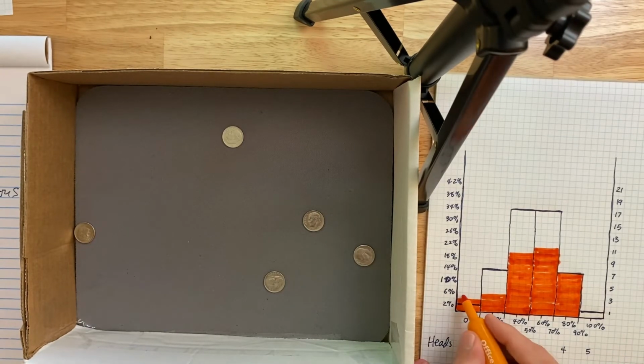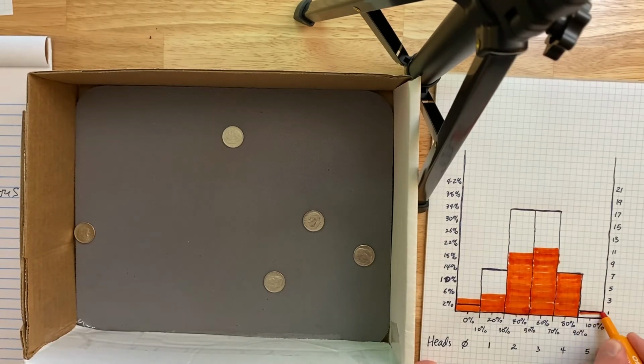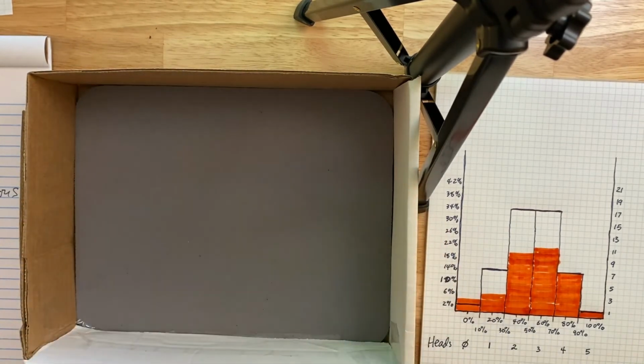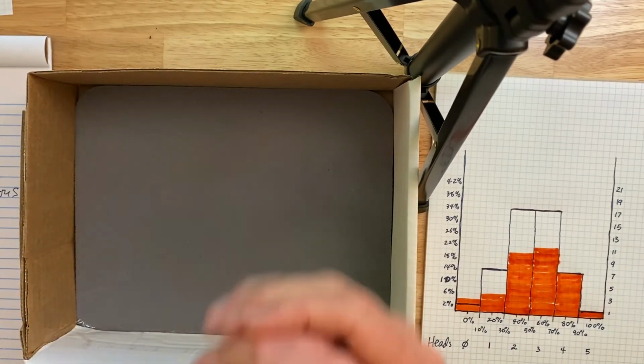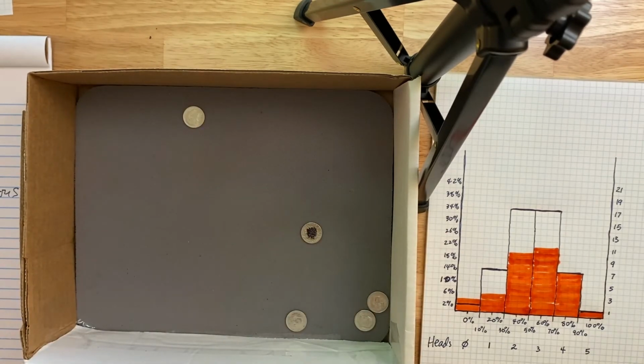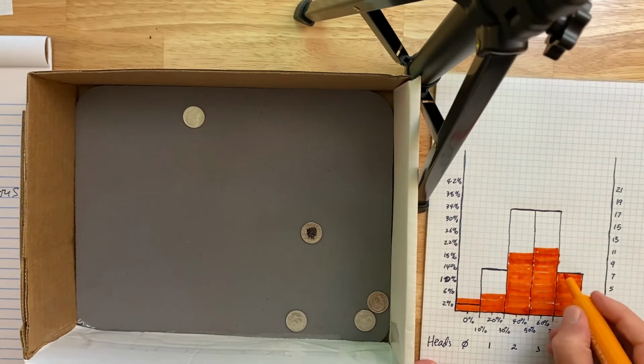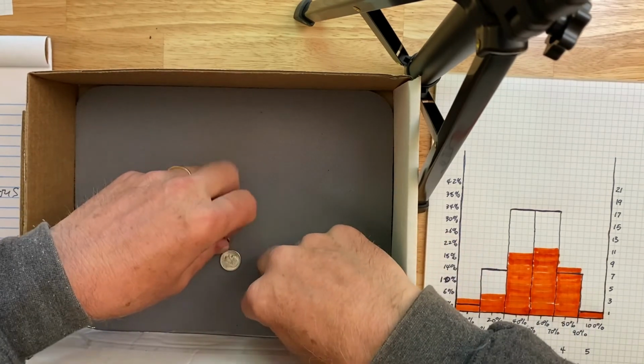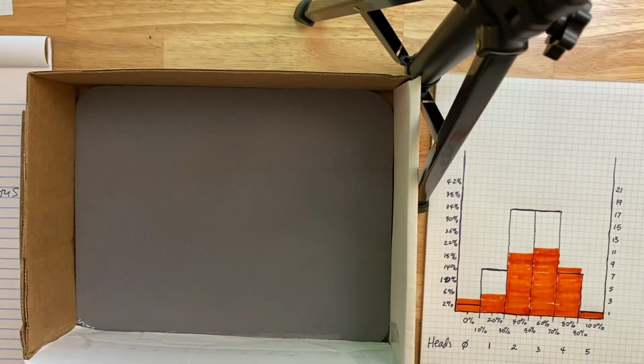0% heads. Wait, no, 100% heads. Other way around. 60% heads? No, 80% heads. Oh, I think I'm getting tired of this and starting to make mistakes. All right.